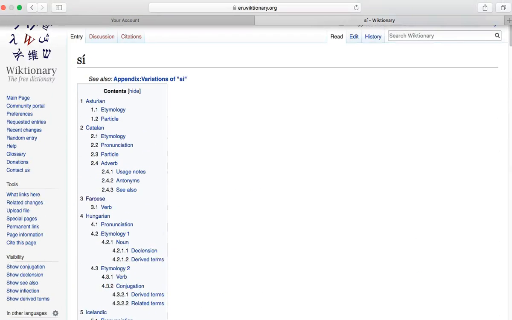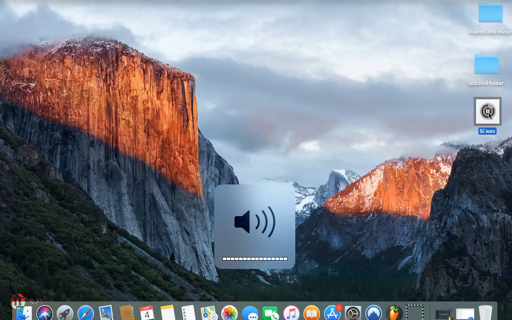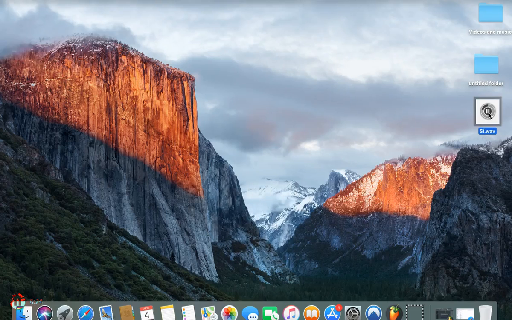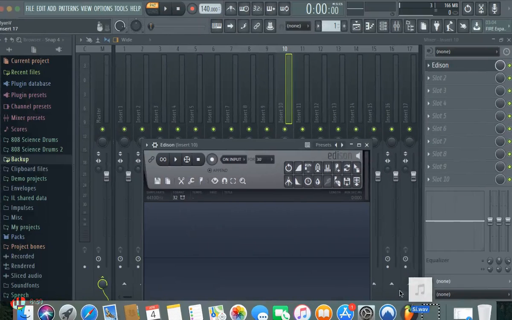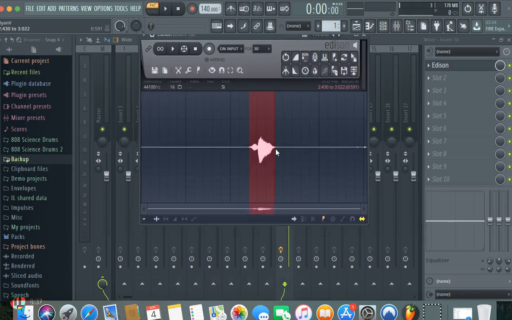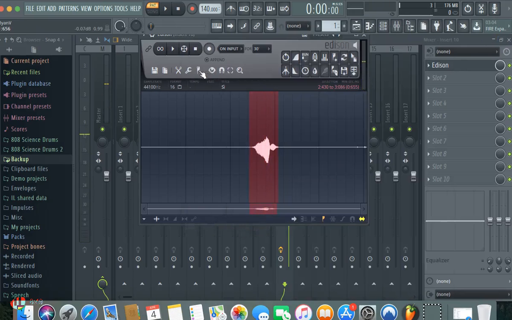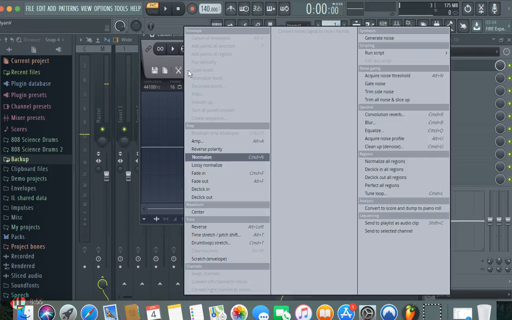Let's see what we got going on. And I have a clip of me saying sea. And sea. There we go. Now I'm going to take that and we're going to drag it into here, and then we're going to see how we can make this the deepest sea or whatever. Sea, sea, sea. We can reverse it. Okay.